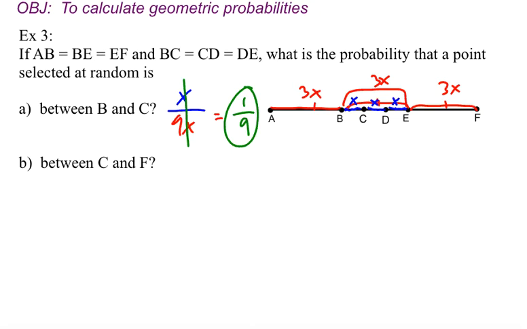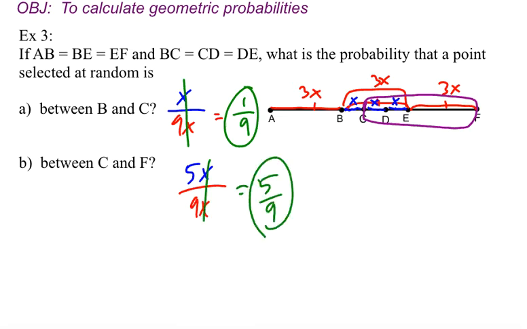You might have gotten that just by looking at it and then putting some numbers with it. Maybe you just said this was 1 and each one of those is 1. Between C and F, this is where my variables are going to be helpful, because now I'm going to look at this length here between C and F, and I'm going to say that I've got 2 X's plus 3 more X's, so I'm getting 5 X's for my numerator over a denominator still 9X. Cancel the X's, 5 over 9. Okay, those are some examples of using segment length, what we did on the front side, and what we're doing right here to calculate probability.